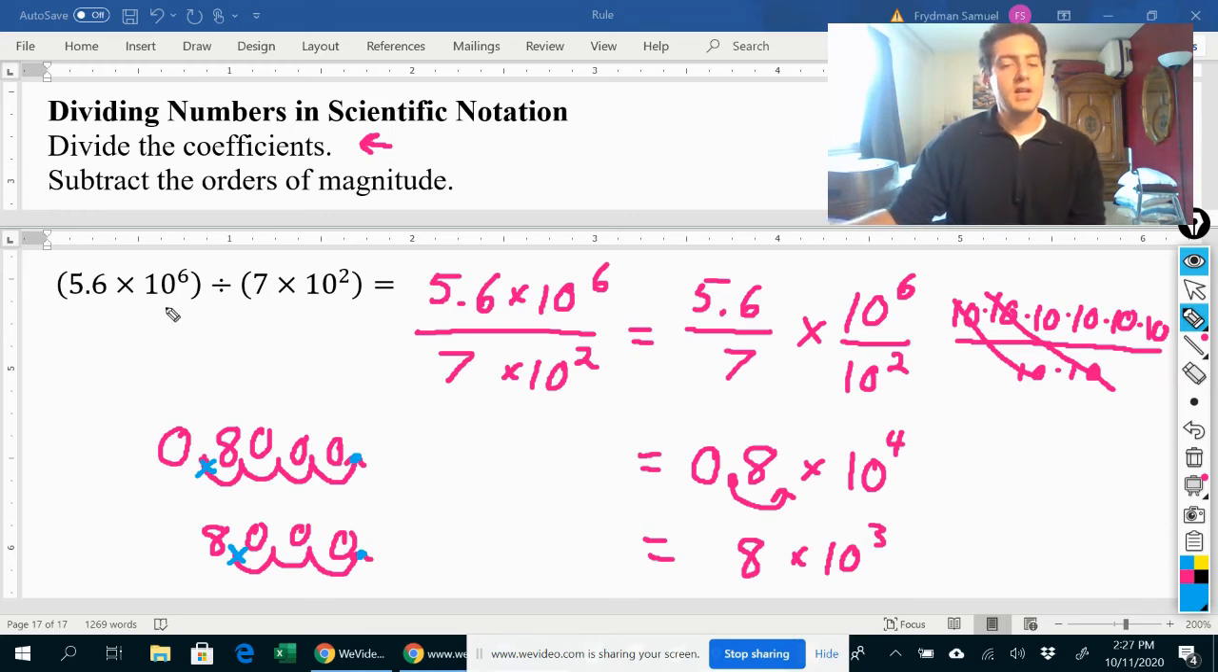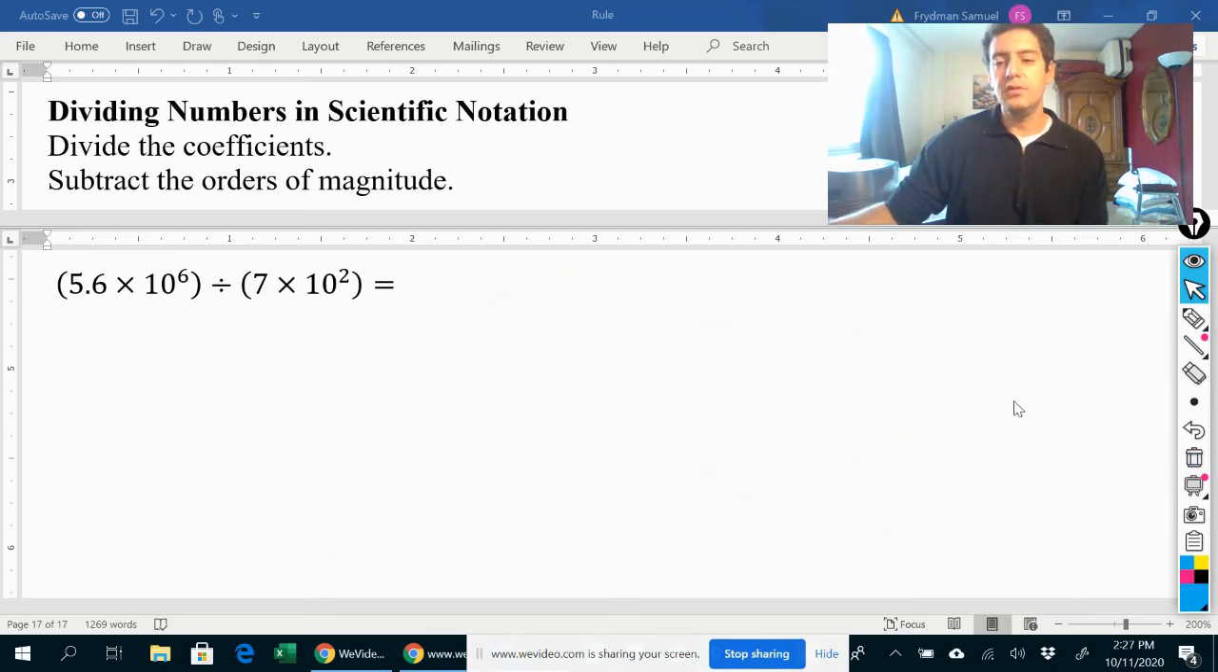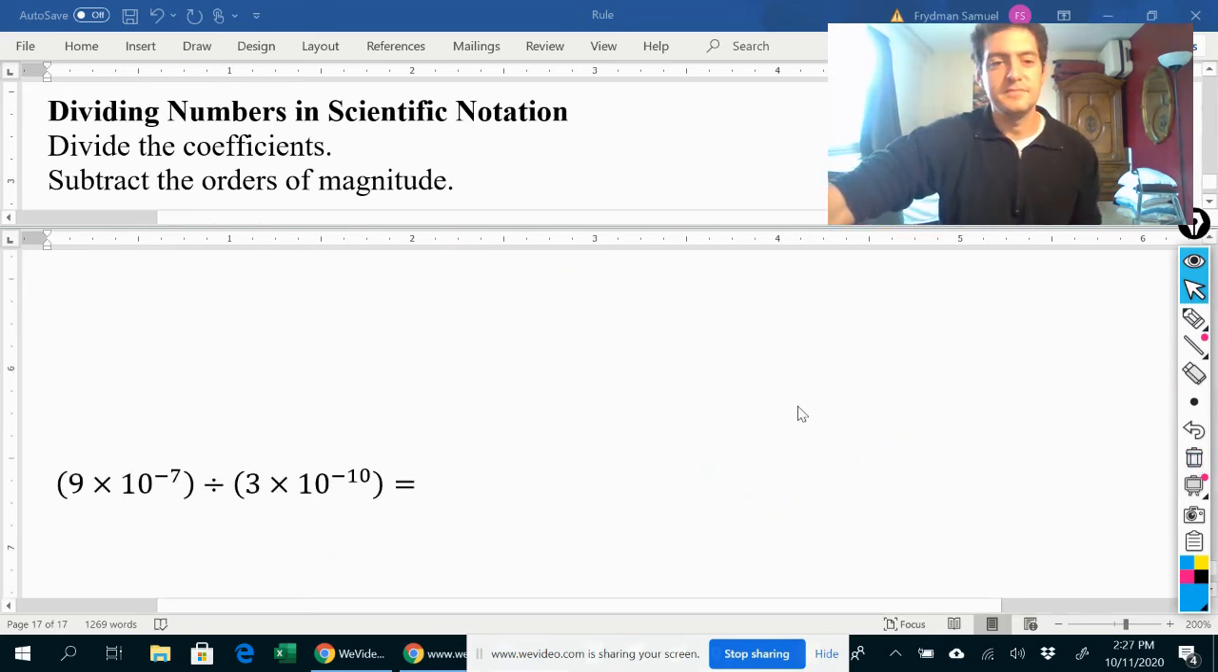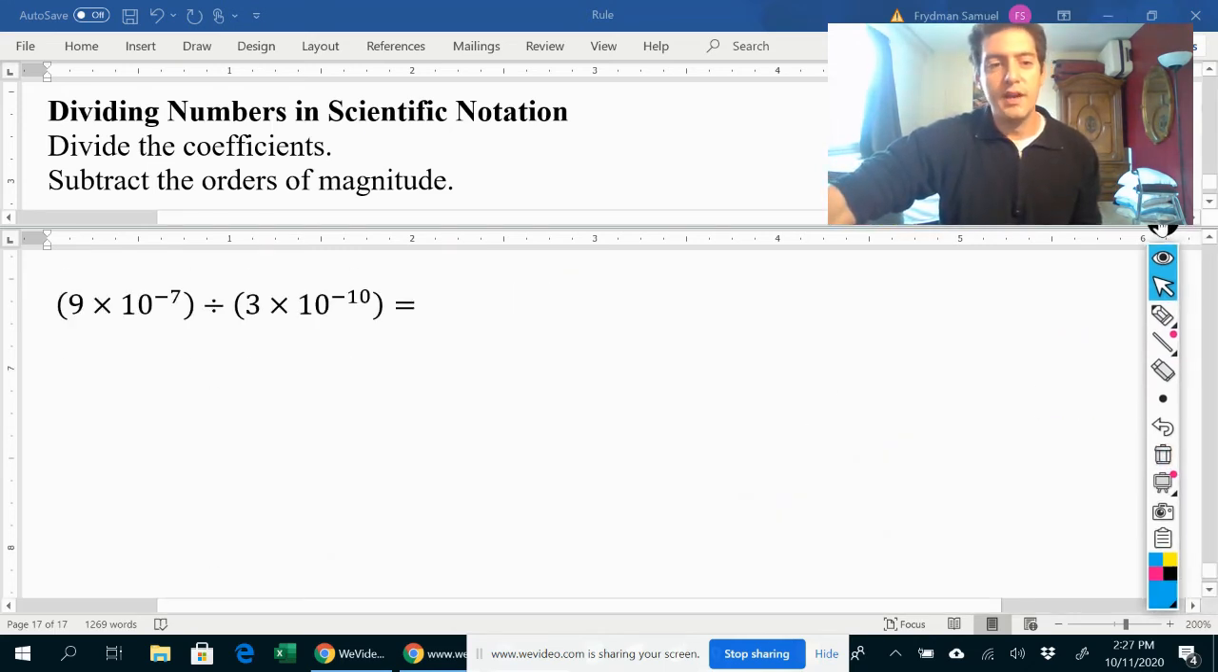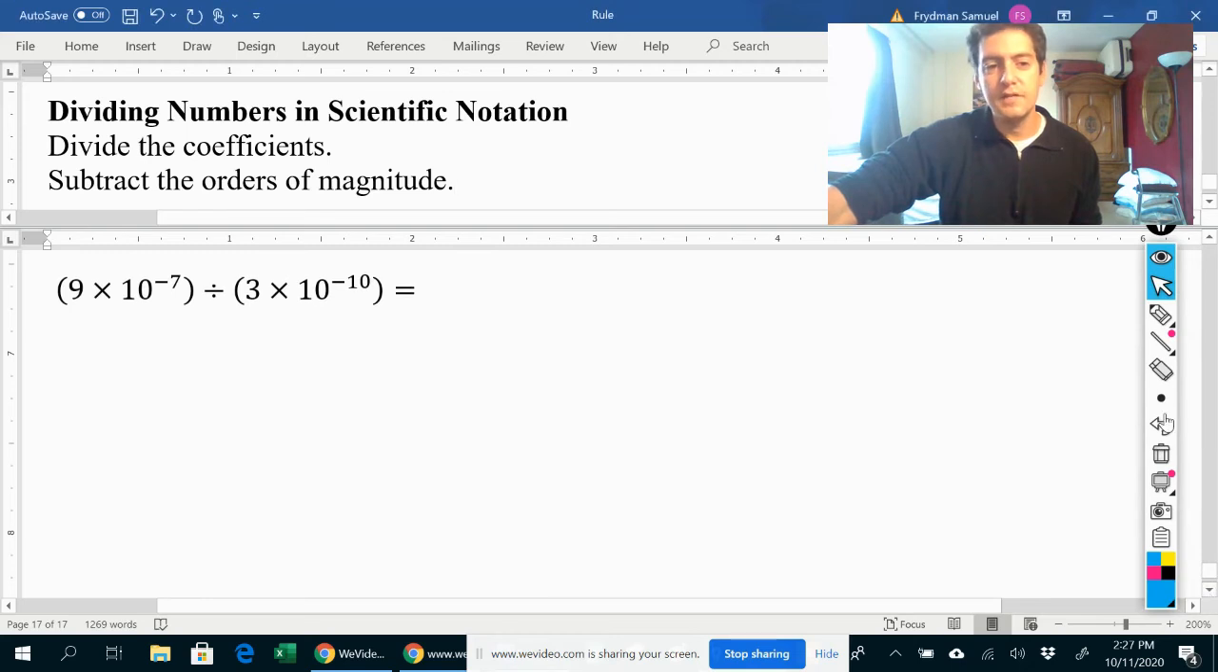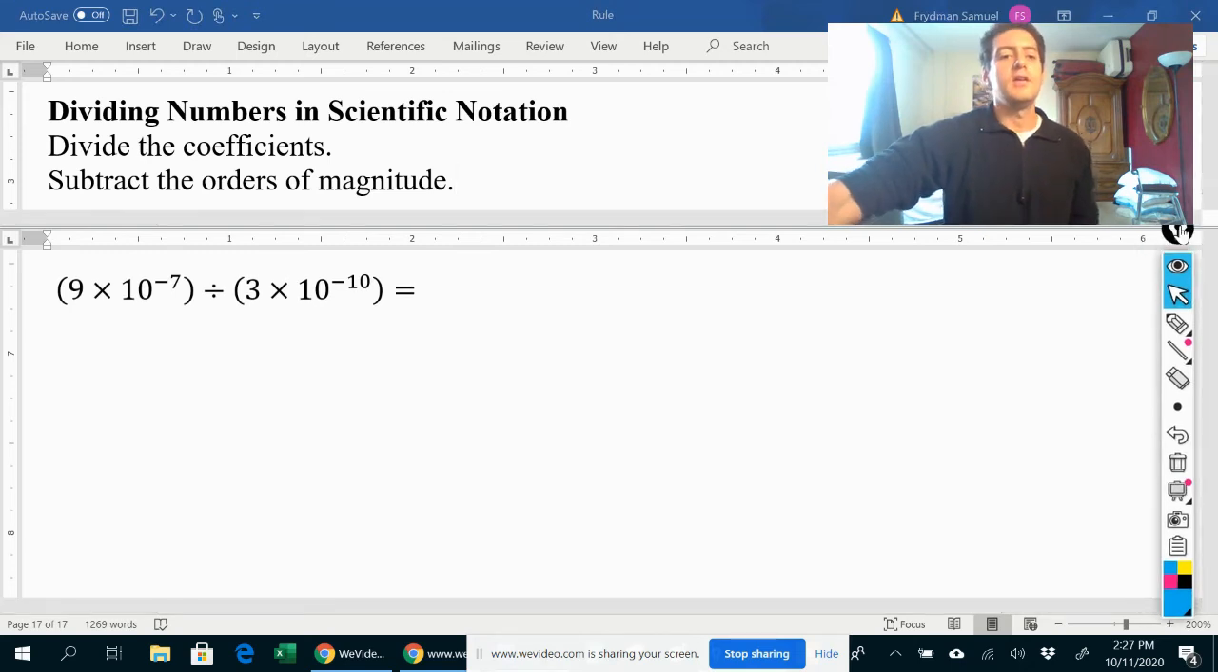So 5.6 times 10 to the 6th divided by 7 times 10 to the 2nd is equal to 8 times 10 to the 3rd, or 8,000. Now let's move on to another example. We have 9 times 10 to the negative 7th divided by 3 times 10 to the negative 10th.